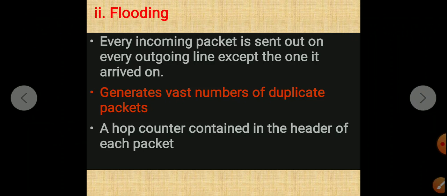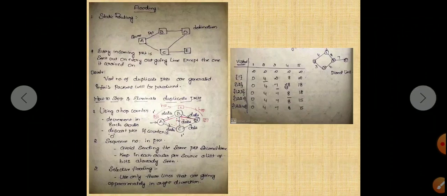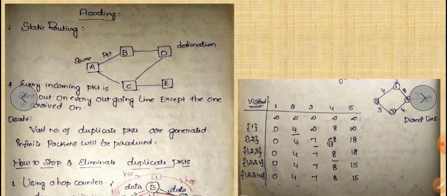So the next one is that it generates a vast number of duplicate packets. Duplicate packets arise from the number of times the packet moves from one routing table to another. So how can we avoid these duplicate packets? For example, A is my source and D is my destination. I need to reach my destination, A to B to D.